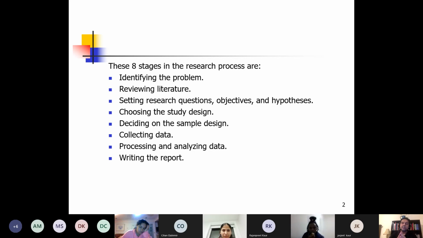The questionnaire might include closed-ended questions and open-ended questions. Which one of them is more helpful in obtaining quantitative data? Who would like to answer this question? Thank you very much, Navdeep.